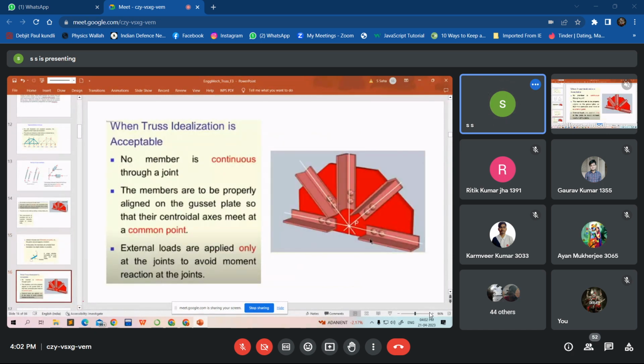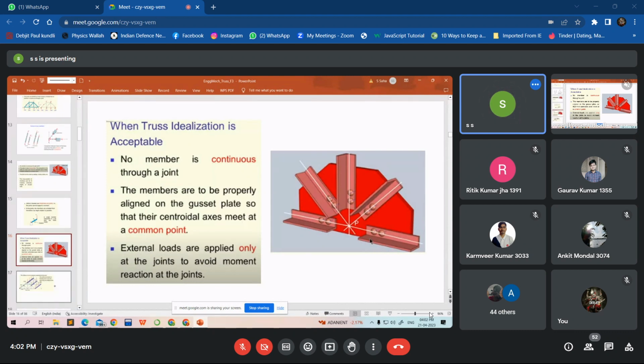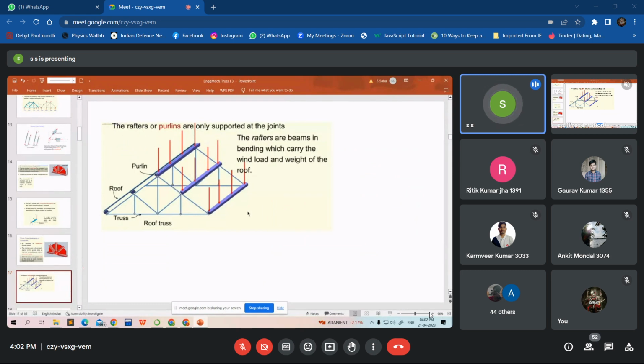Okay, so this is some additional information. There are also two terms which are used in structures: purlins and rafters. For a roof truss, if you use the roof, then basically you will have some sheet which is covering the roof, and there are some horizontal members and these inclined members. These members are rafters and these members are purlins.